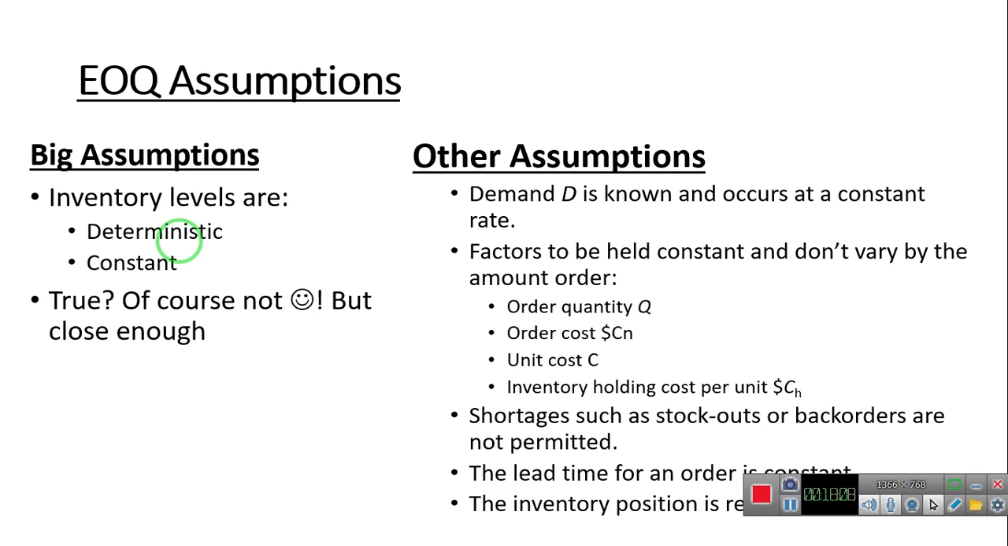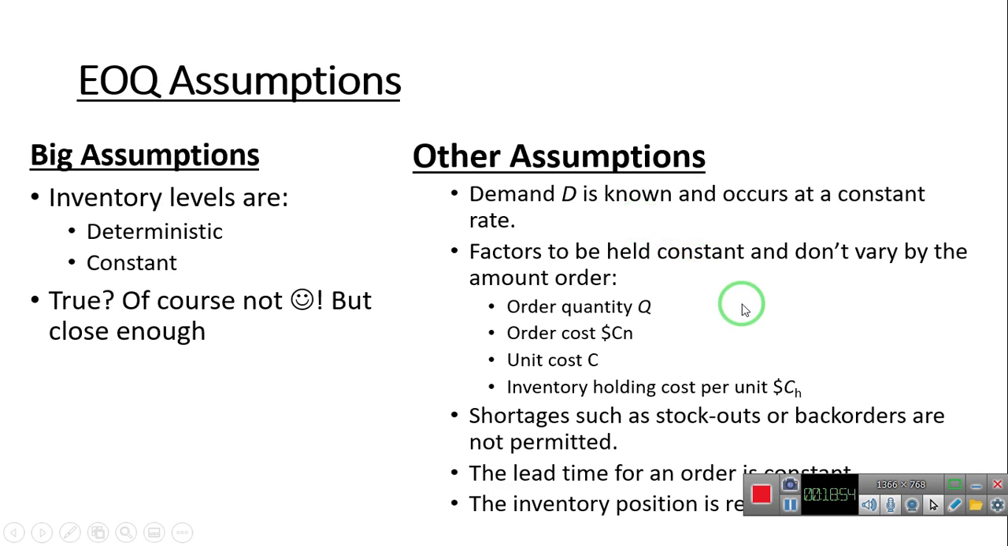You have ranges, right? You might think, oh, I think I'm going to sell between 150 to 200 lobsters today. All right. So you see, it's not random. You know something about it. So it's not completely true, but it's close enough. Okay. You know something about it. So that demand occurs at a constant rate. You know when that demand is coming. You have some kind of prior knowledge about how much you expect to sell, how many customers are going to come in, how much you expect to produce, etc.